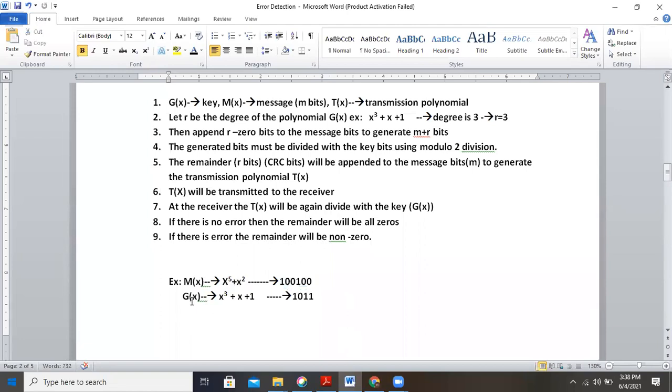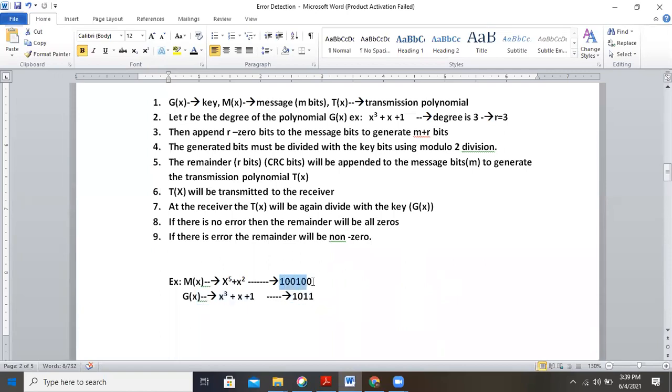Okay, and now the key rule is what? It has to start with 1 and it has to end with 1. Okay, so 1 and 1, and I am taking this x cube plus x plus 1. So here the message bits are of how many bits? 6 bits, and the key bits are 4 bits. So the second rule is also satisfied. So message should be larger than the key. Okay, so we are using 6 bits message and 4 bits generator polynomial. So this generator polynomial should be available at both sender and receiver.